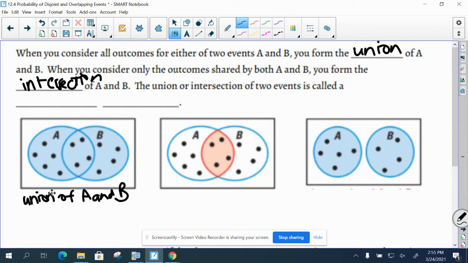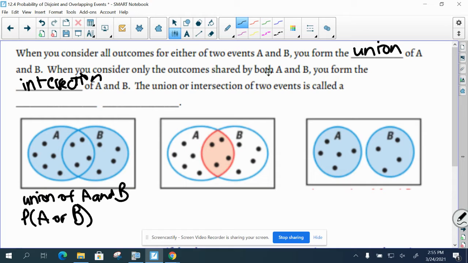When we're working with probability, we call that the probability of A or B. So either A or B is all of A and all of B, which includes both. Now, remember, if you take all of A and all of B and add those two together, you're actually adding the middle part twice. Okay, more on that later.